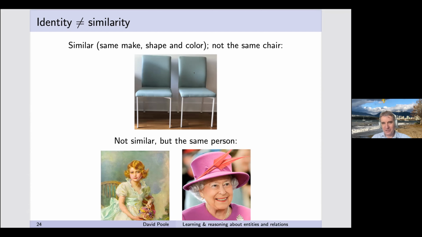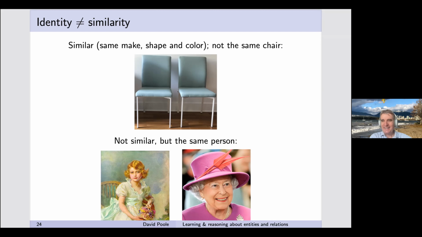Whereas with these two chairs, there are two of them, even though they're basically identical. If I mix them up, you can't tell. But there is a difference between identity and similarity. What about time, though? You could also say this is the Queen at different ages, and it is a different person.